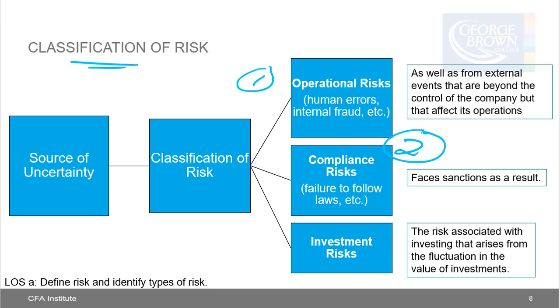Finally, the third type of risk is investment risk, and that's the risks associated with investing that arise from the fluctuation in the value of the investments. Although it is an important risk for investment professionals, it is less important for individuals involved in support activities, so it receives less coverage than the operational and compliance risks in this chapter. So again, some of the investment risks have been discussed in other chapters, and that was the purpose of my 3 slides. The rest of this chapter is really focusing on operational and compliance risks.